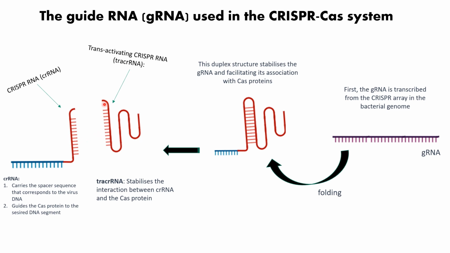Okay, the first part, which is this one on the right, is called the transactivating CRISPR RNA or tracer RNA, and this one is called the CRISPR RNA. So we have the CRISPR RNA and the tracer RNA. CRISPR RNA is characterized by carrying the spacer sequence, which corresponds to the DNA sequence of the virus, and also, as we discussed before, it targets the Cas9 to the target sequence.